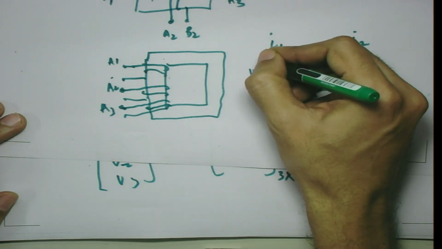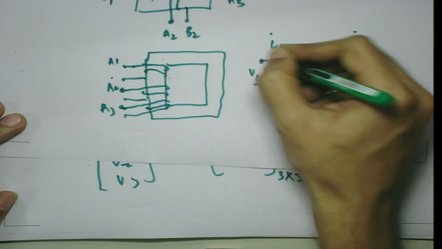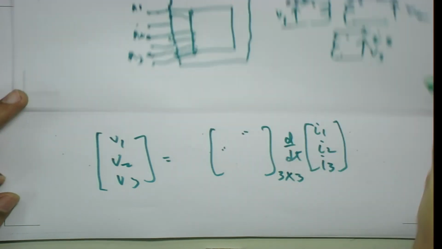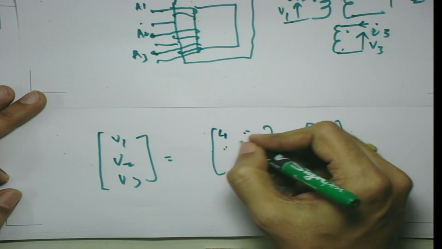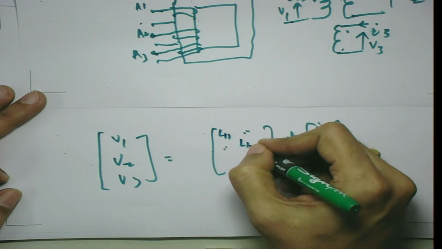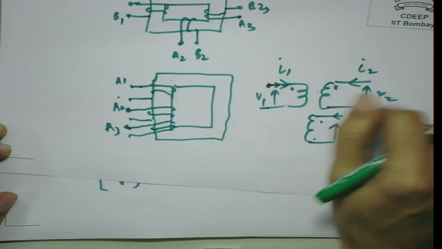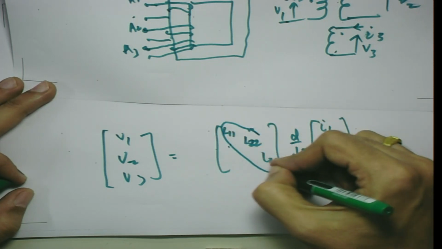If you are measuring your voltage, the potential of this point with respect to this point, and the current is entering the first point here, then one can also infer from the physical laws that L22 and L33, if we take this convention for the currents and voltages, will be positive numbers here.